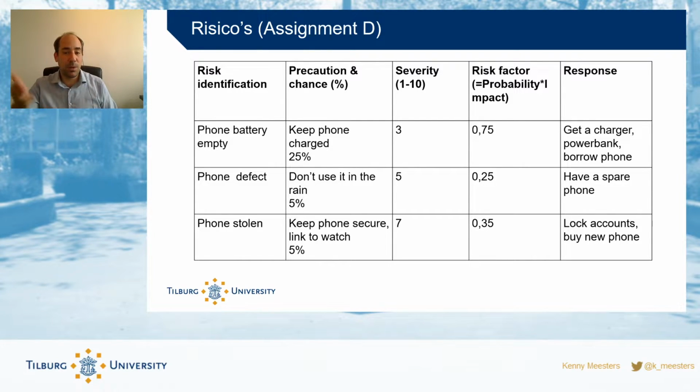And so what could be my response is to get a charger. If the phone is defective, what my solution would be, the chances are small, the impact is not that high, so I'll just have an old spare phone. And my phone getting stolen will have a pretty significant impact. So I could lock phones, lock my accounts, make sure that once my phone is gone, I sign out of everything. And with Google, you can register your device as stolen and get a new phone.